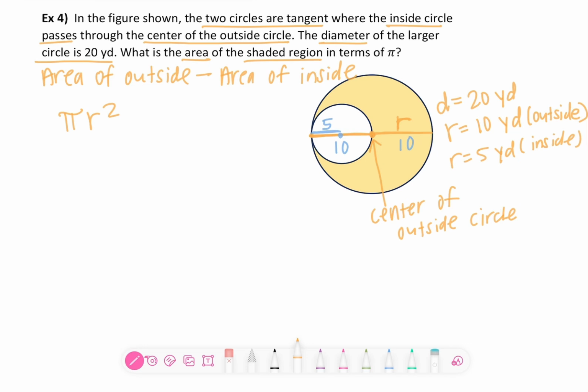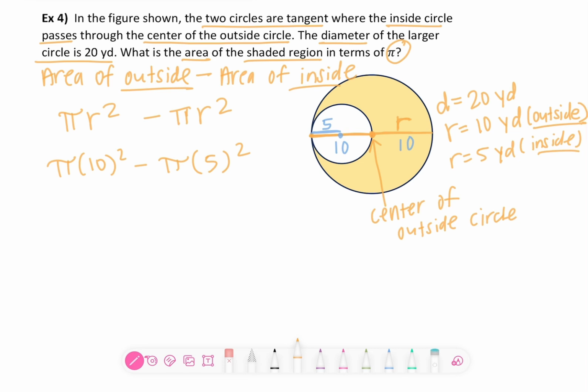So now we have to use both of those radii to figure out the area so we can subtract them. We're going to be doing pi r squared minus pi r squared, but the r's are going to be different. For the outside circle, our r is 10 yards, so this will be pi times 10 squared, minus pi times the radius of the inside circle, which is 5. So 5 squared.